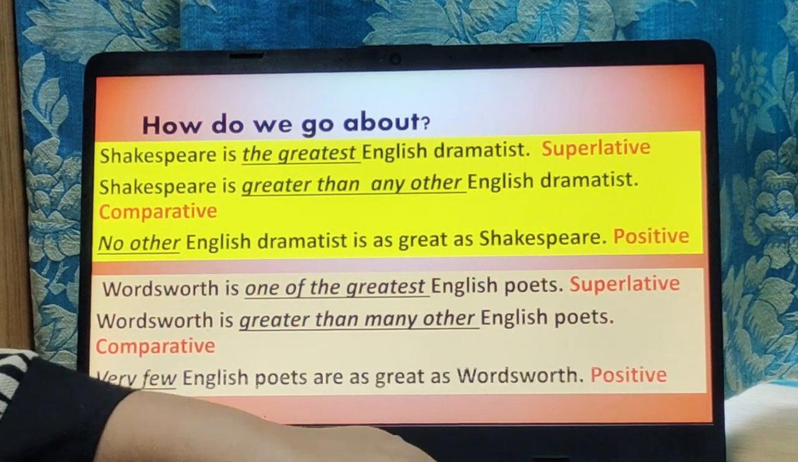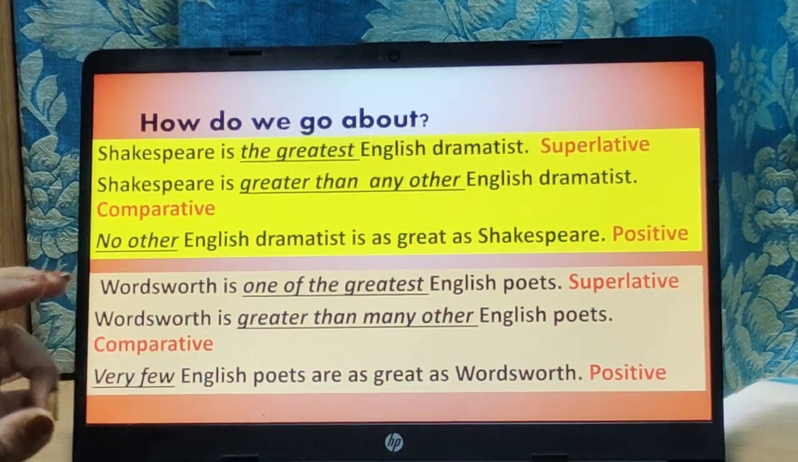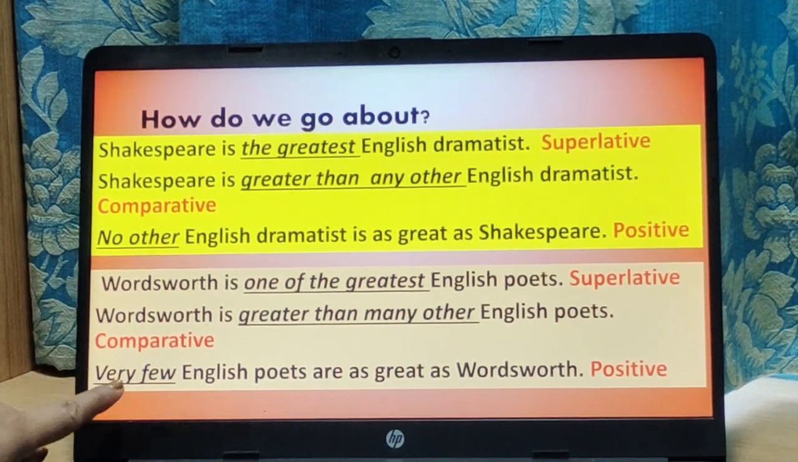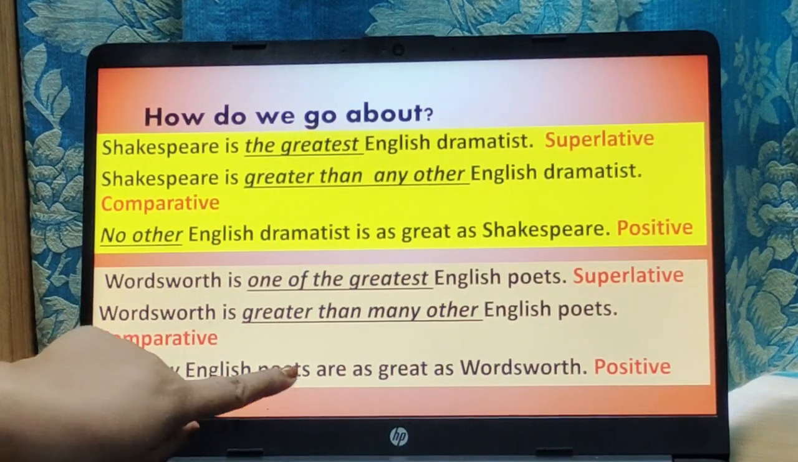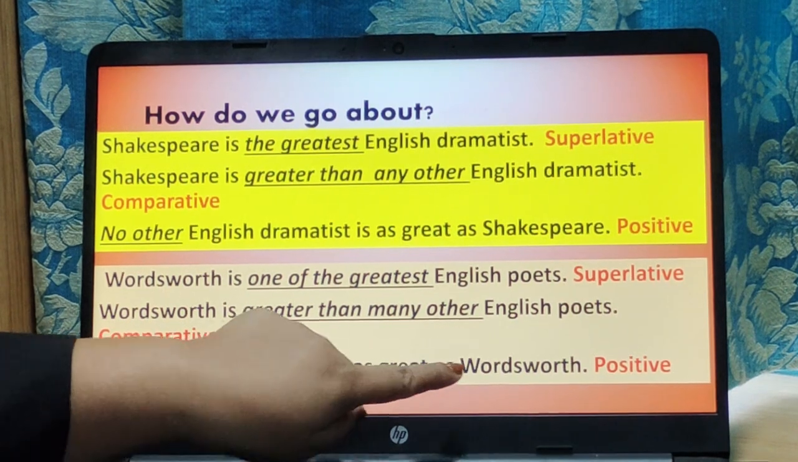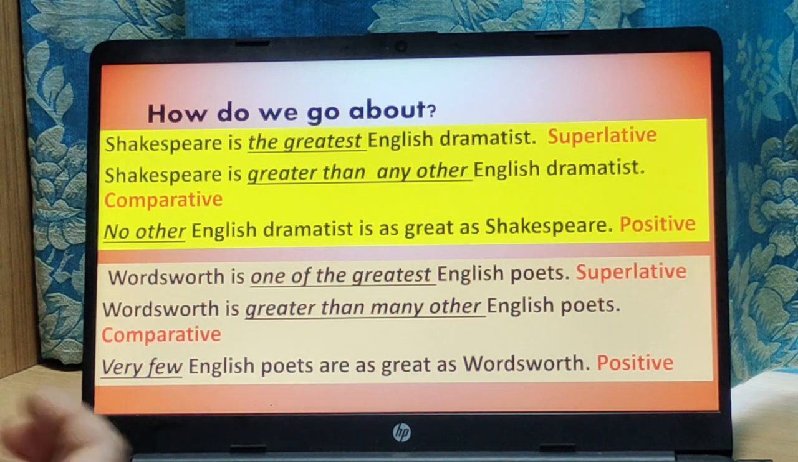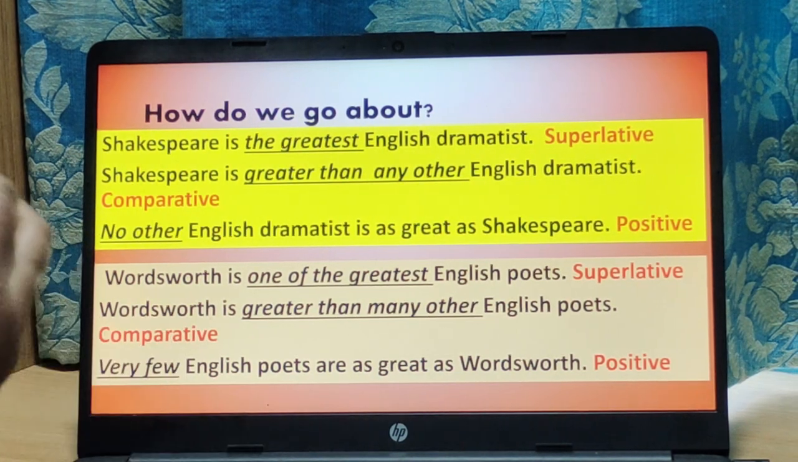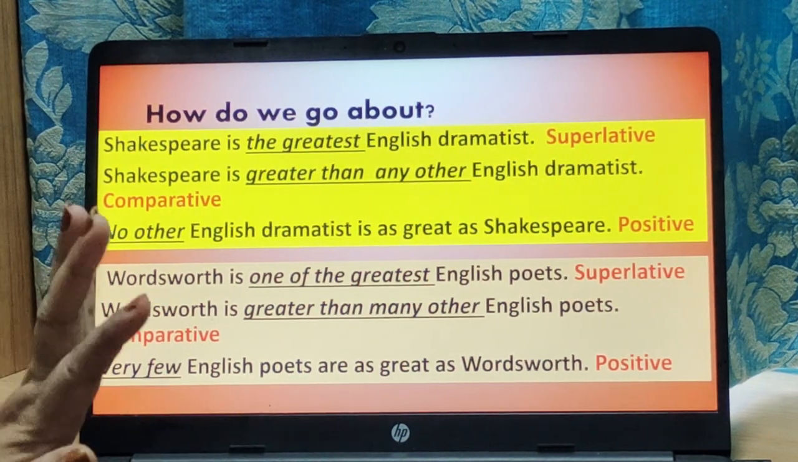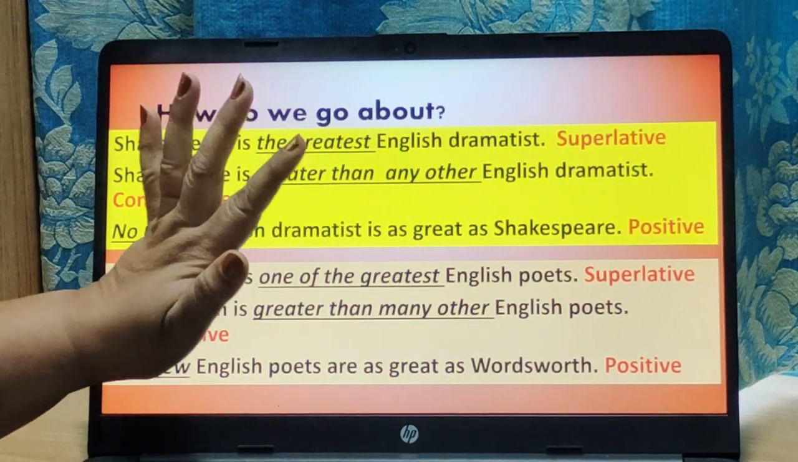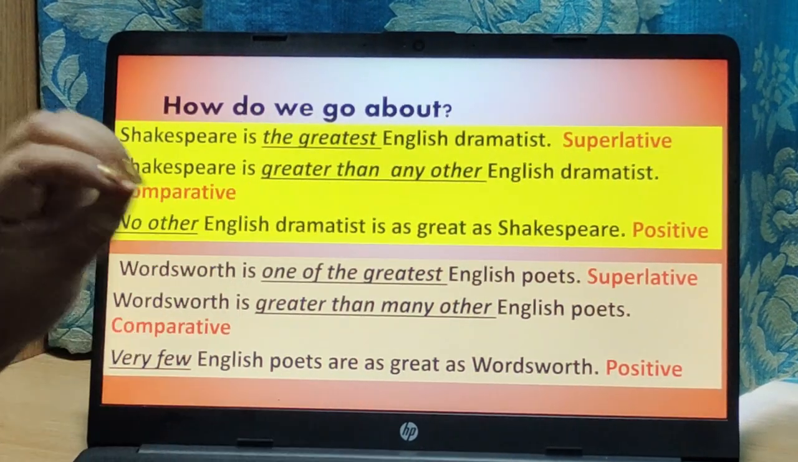What will happen to Wordsworth here? We have some people who are as good as Wordsworth, so we use the words very few English poets are as great as Wordsworth. Those are a few differences between the words to retain the meaning of the original sentence. We need to remember that when we talk about degrees of comparison, we cannot change the meaning.